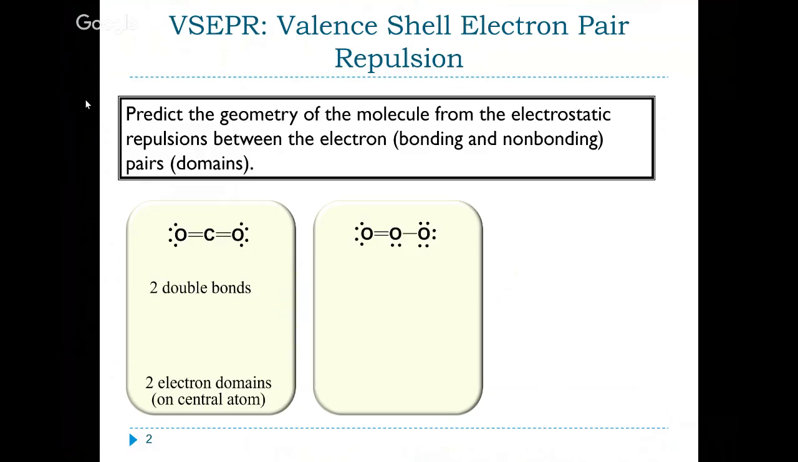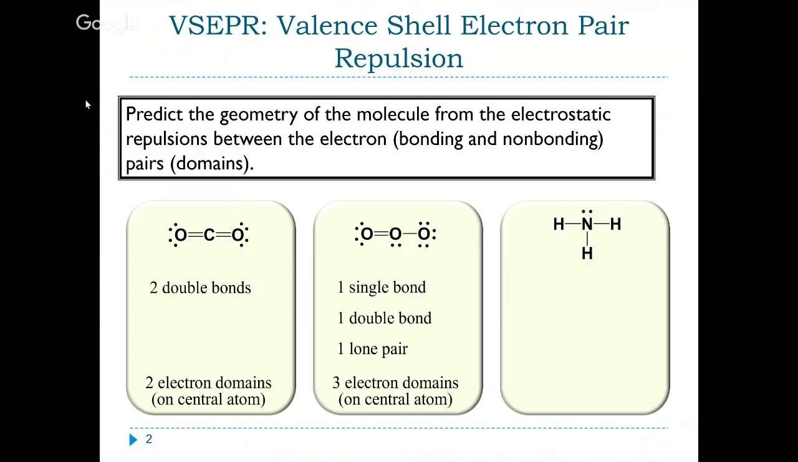So we effectively have two things surrounding the central atom. In ozone, when we look at our central atom, this is always the central atom that we're concerned with, we have a single bond, a double bond, and a lone pair. So we have two oxygens around the central oxygen, and then a lone pair that has to take up space. So we have a total of 3 electron domains. And if we look at ammonia, we have 3 single bonds and 1 lone pair on the central atom, which adds up to 4 electron domains.